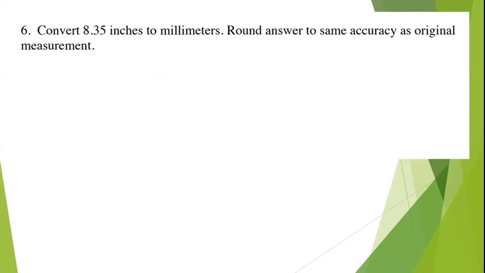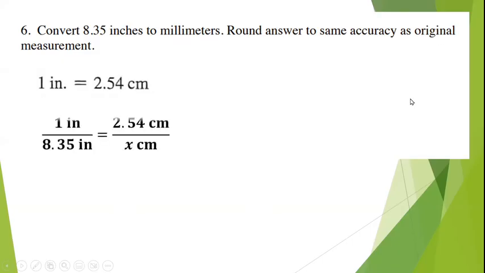All right, switching to the back side of the review. So now we are converting 8.35 inches into millimeters. There is no direct conversion straight from inches to millimeters that we are given in our conversion chart. So we are going to have to go from inches into centimeters first, and then we'll be able to convert centimeters to millimeters. 1 inch is approximately 2.54 centimeters.